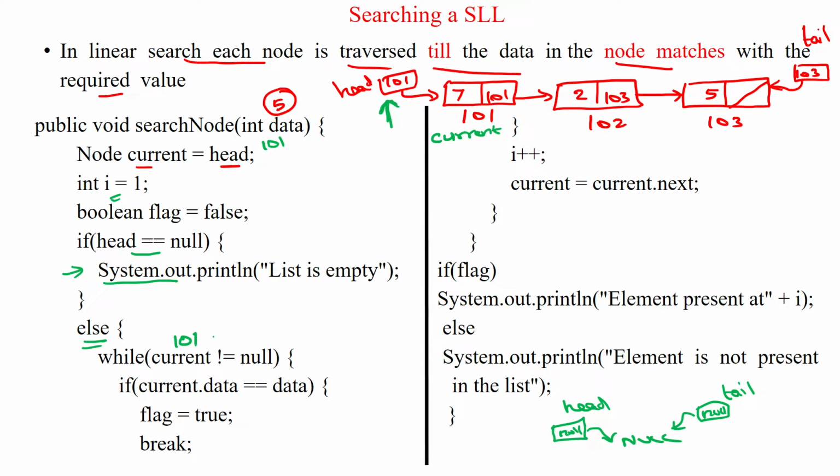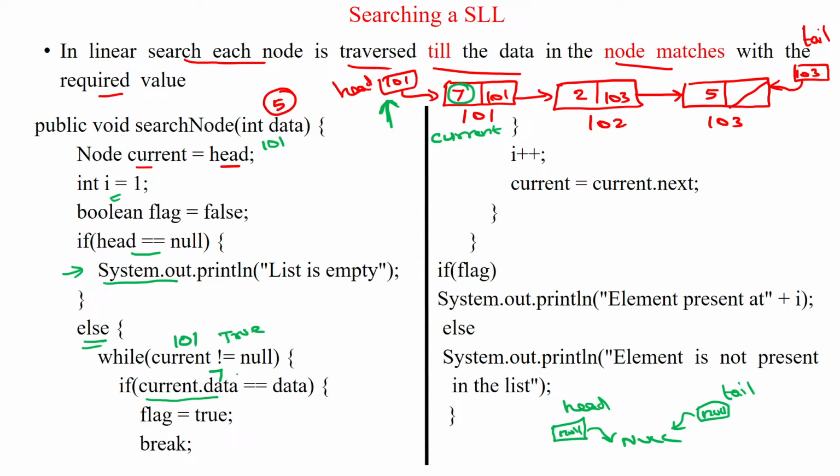So 101 not equal to null. Yes, it is, the condition is true. While the condition is true, we are checking current dot data. What is the current dot data now? Current dot data is 7.